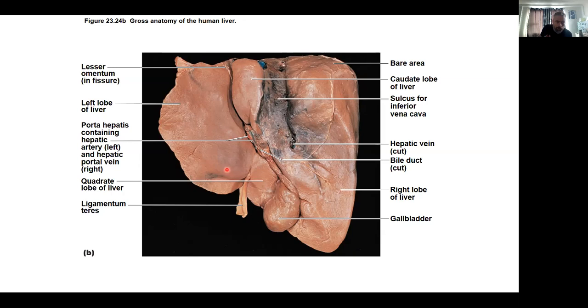Between the left lobe and the right lobe, or between the left lobe and the gallbladder on the back side, we have the quadrate lobe down here, the fourth lobe. And then this guy right here, you can't really appreciate it from this view, but he sticks out like a little tail, like a little projection. He sticks out. And so this guy right there, we call that the caudate lobe, or the tail lobe of the liver.